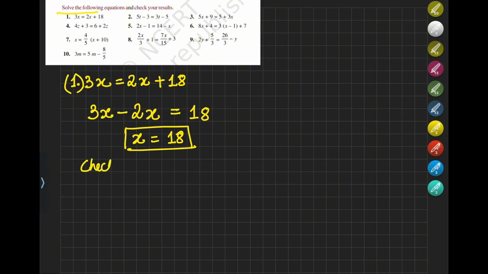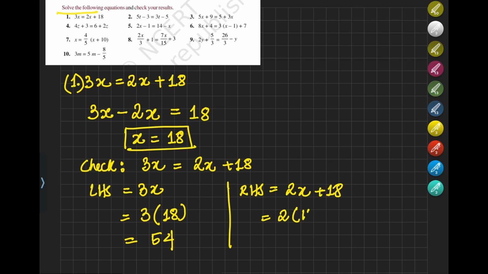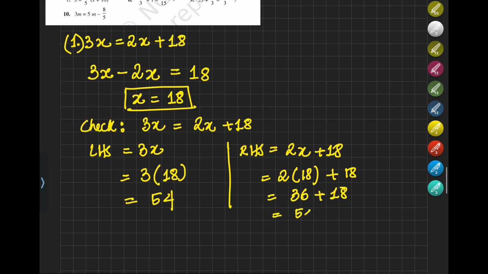For the check, let's write 3x is equal to 2x plus 18. In the LHS we have 3x. Put the value of x, that is 18. 18 threes are 54. Then in the RHS we have 2x plus 18, so 2 into 18 plus 18. 18 times 2 is 36, plus 18. So 36 plus 18 is also 54.